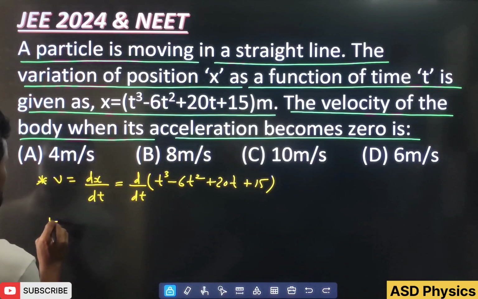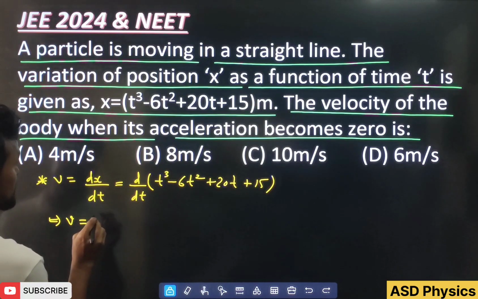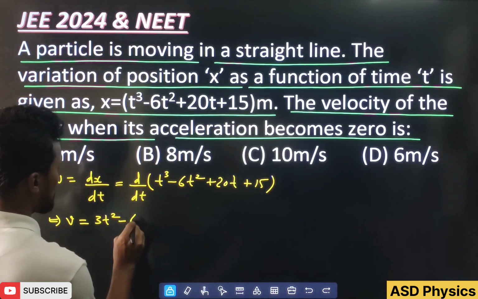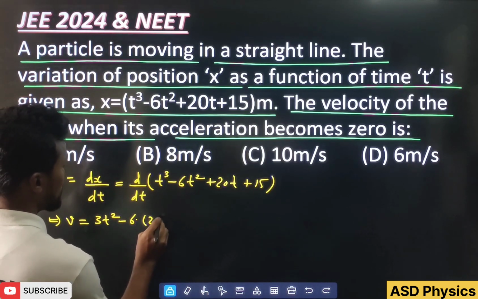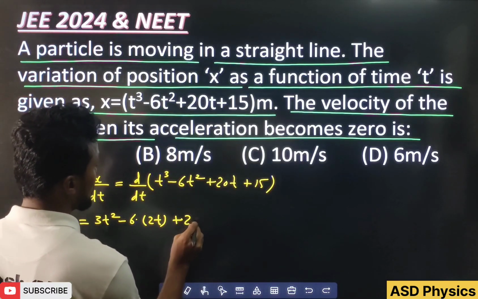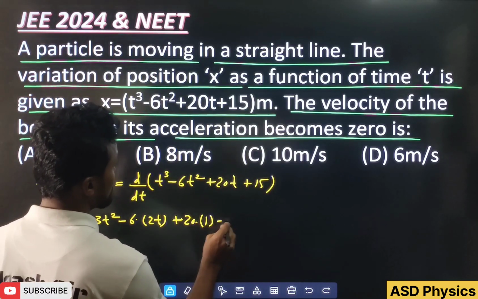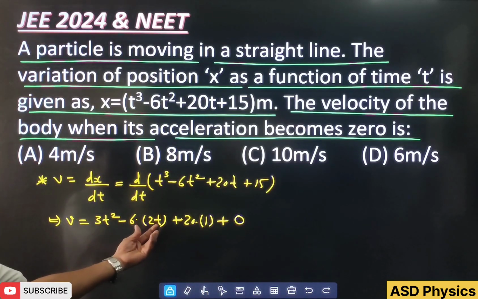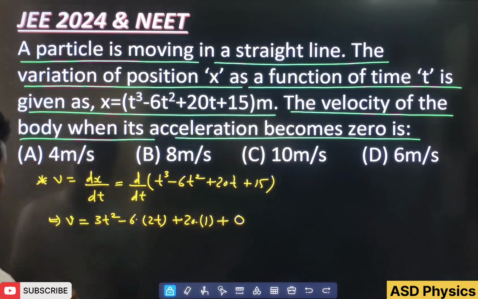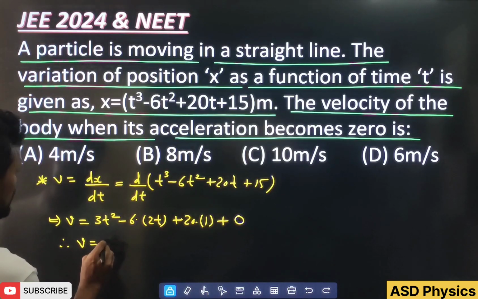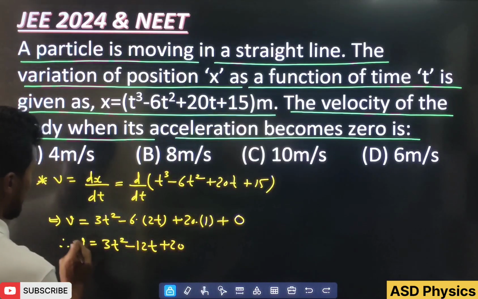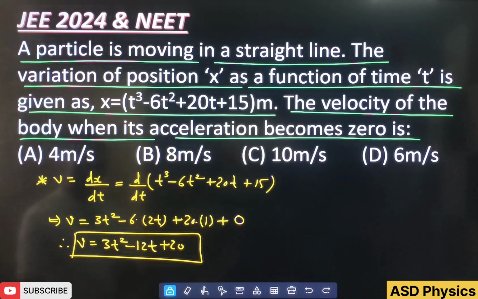Okay. So in this situation, this velocity is given here. See, differentiation of t cube means 3t square. Now I will write directly, minus 6, differentiation of t square means 2t, plus 20, differentiation of t means 1, and differentiation of 15 means 0. Correct? So 3t square minus 6 into 2t plus 20 into 1 is 0. So this velocity is coming as 3t square minus 12t plus 20. That is the velocity.